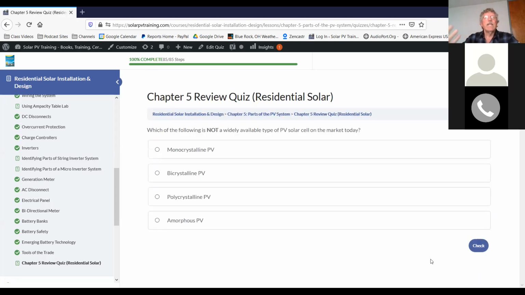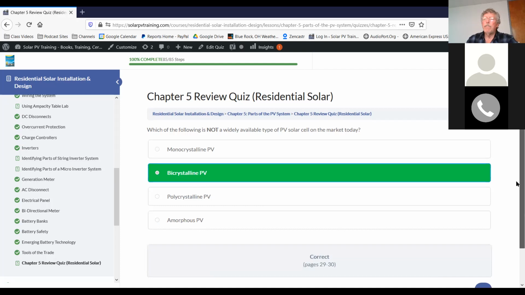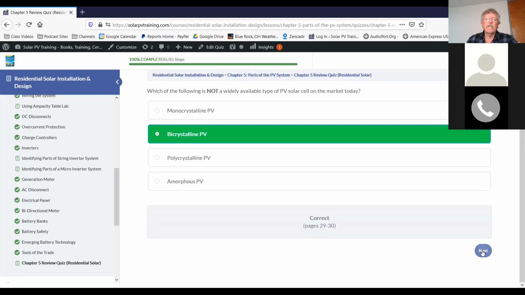Which of the following is not a widely available type of PV cell on the market today? Well, we have monocrystalline, we have polycrystalline, we have amorphous or thin film. Bicrystalline, that's just something I made up. They're bifacial panels, but bicrystalline, no such thing.